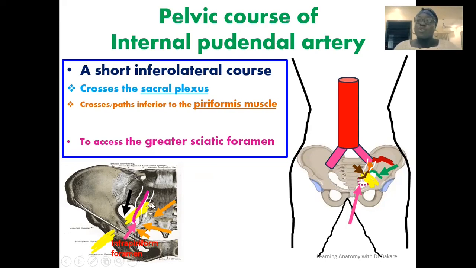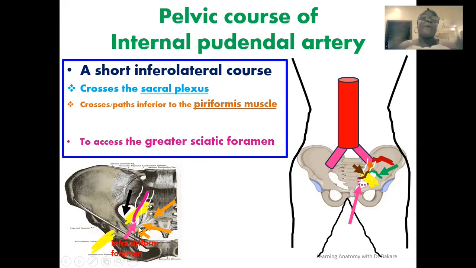This is a short course, but it's good that we're able to highlight in detail the structures that are related to it. So this is how it runs. You see it being directed specifically through the infrapiriform foramen, which of course is a subset of the greater sciatic foramen. It's as a result of the part that the piriformis exhibits within this foramen.